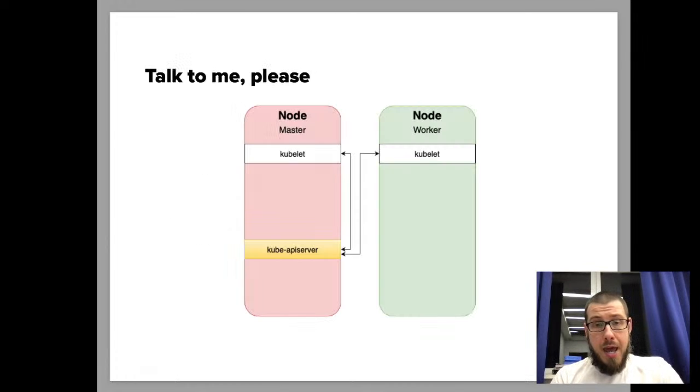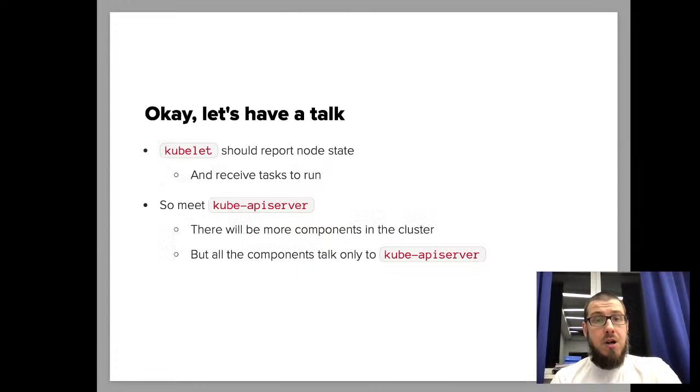And then we have to create some server for our kubelets to report to. Kubelet has to report its state somewhere and receive instructions on what it should run. So we have to create a kube API server. Kube API server is the central component of the cluster, and it's the talking point for everyone. So kubelet should report node state and receive tasks to run. There will be more components in the cluster, but all the components will talk only to the API server.